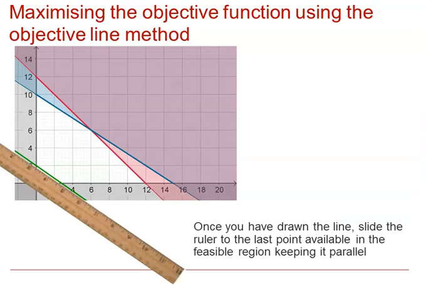Once you've drawn the line with the ruler, slide the ruler to the last point available in the feasible region, keeping it parallel. So, for example, very carefully sliding that ruler in this direction, keeping parallel, always sliding this way, you should see that when the ruler's about here, it will have gone past the (12, 0) and gone past the (0, 10), and that as it's just leaving the feasible region, the last point it will hit is this vertex here, the (6, 6). That would then alert you that that was the optimum solution vertex.